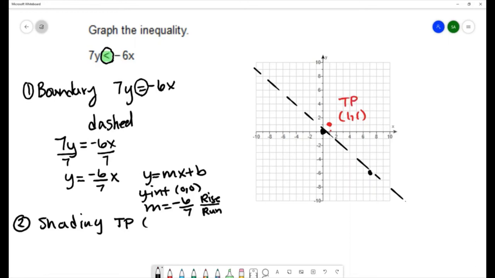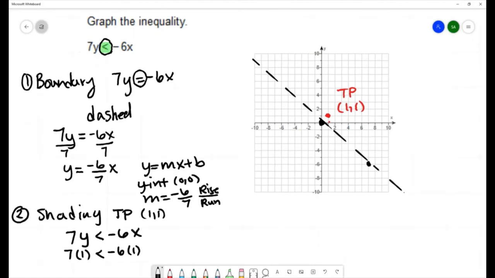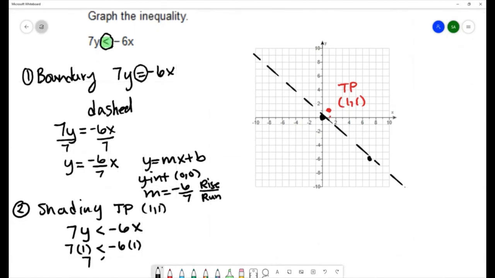So we have a test point, which is the ordered pair 1, 1, and we're going to substitute it into our original inequality. 7y is less than negative 6x. My ordered pair is 1, 1, so we have 7 times 1 is less than negative 6 times 1. That gives the statement 7 is less than negative 6. That is a false statement.